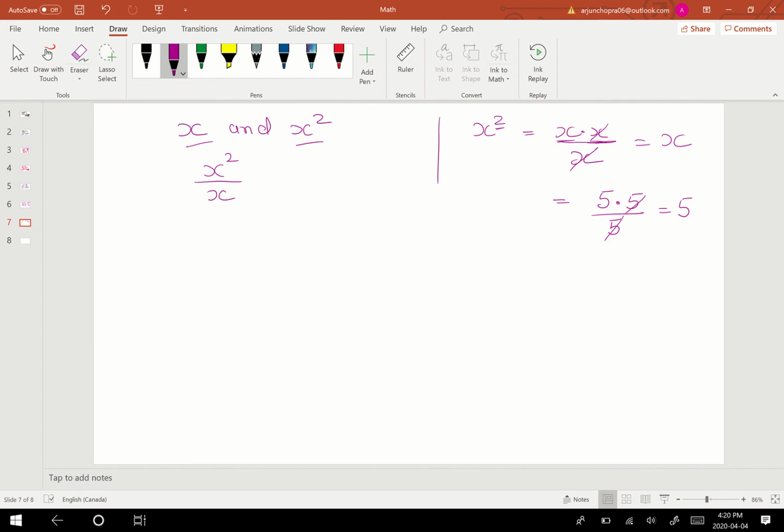So now this was x squared divided by x. My answer came out to be x, because as I expanded them, x times x divided by x, I got the result as x. I can apply another method.